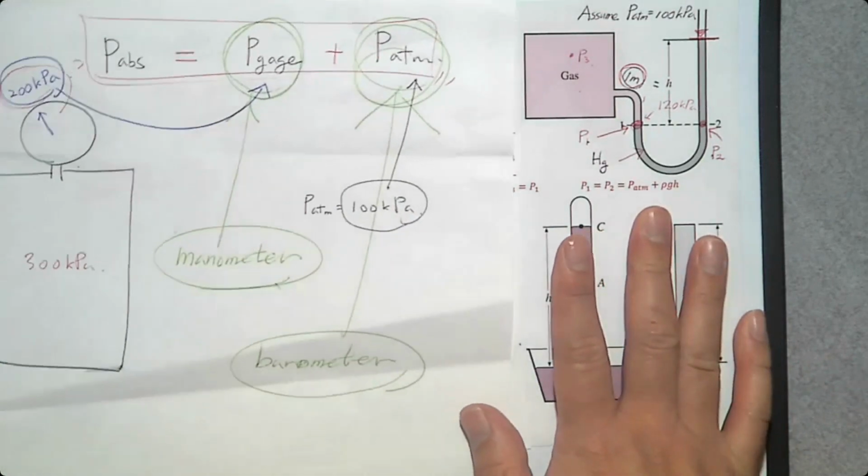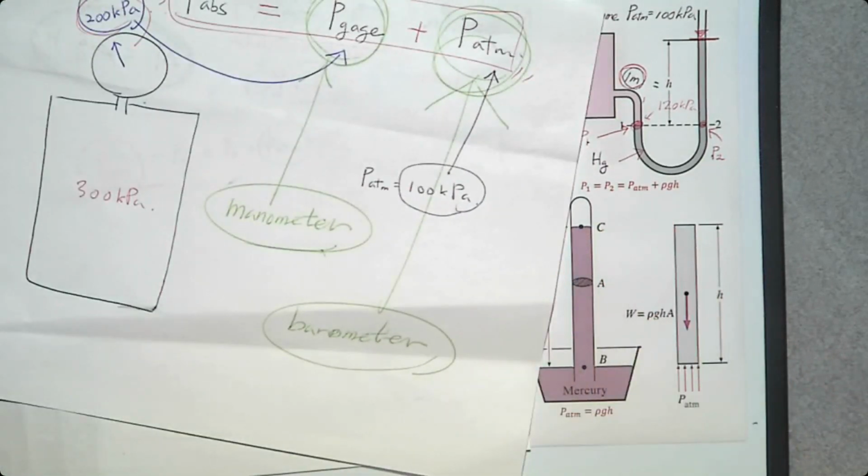Then what's the next one? We learned how a manometer works. It is usually a U-shaped tube filled with a fluid, usually a liquid, with a known density value, so you can calculate gauge pressure.